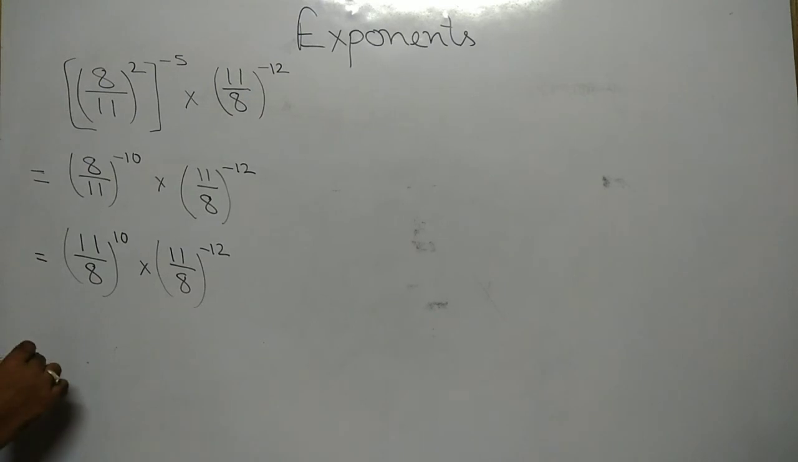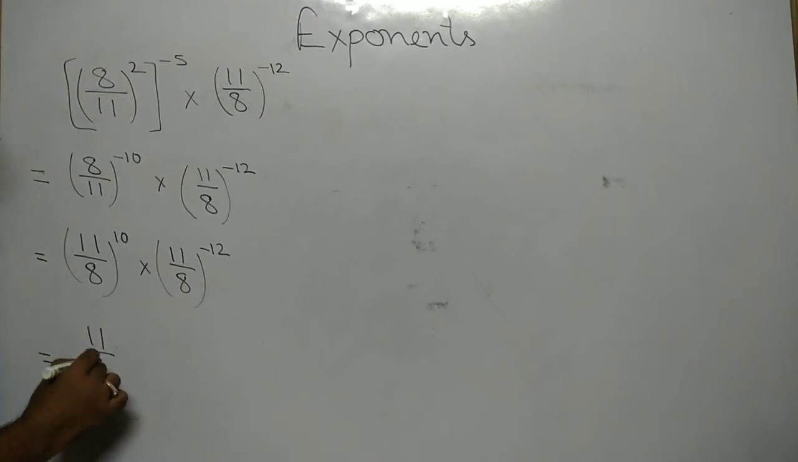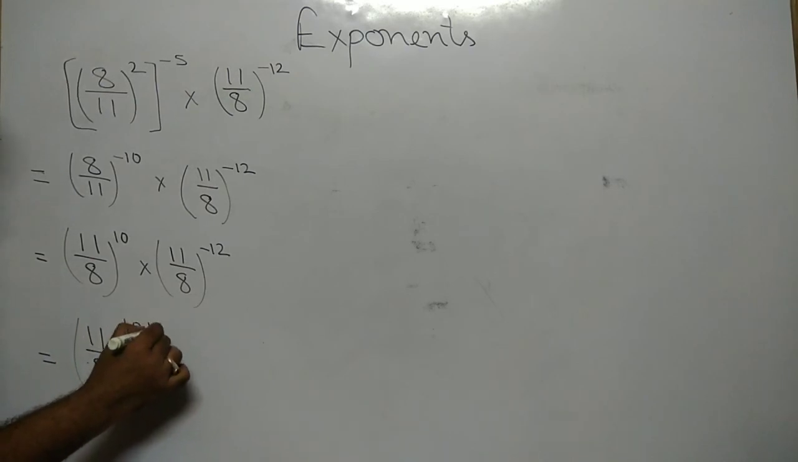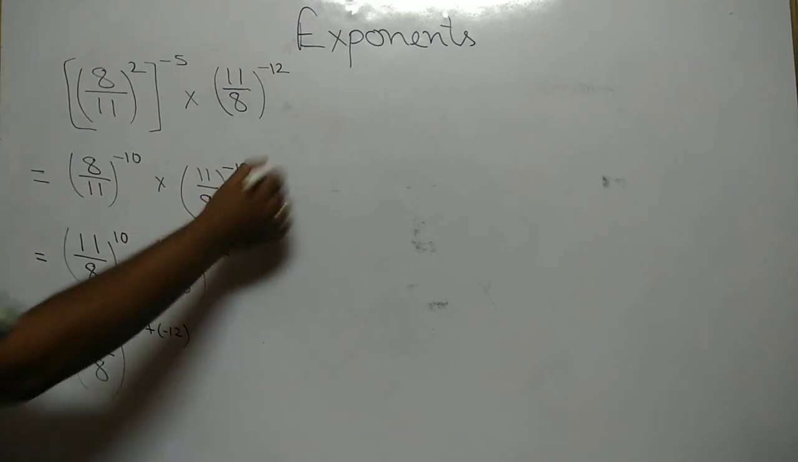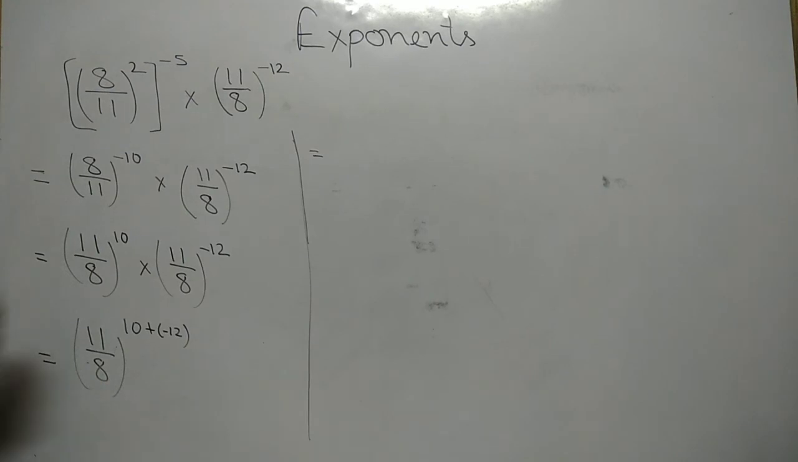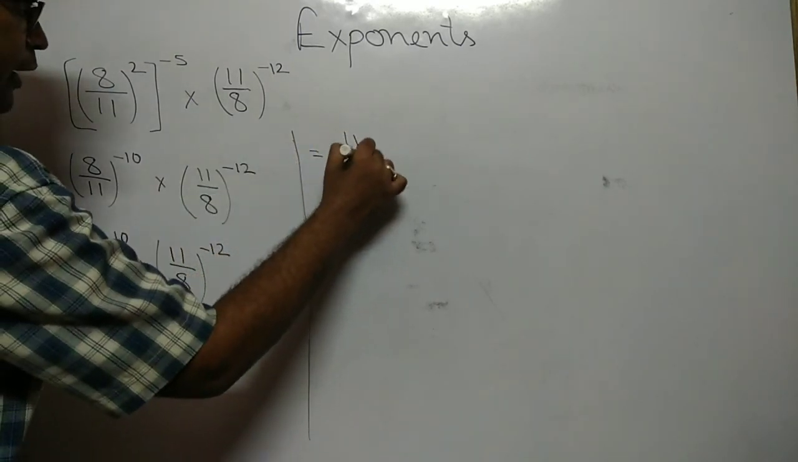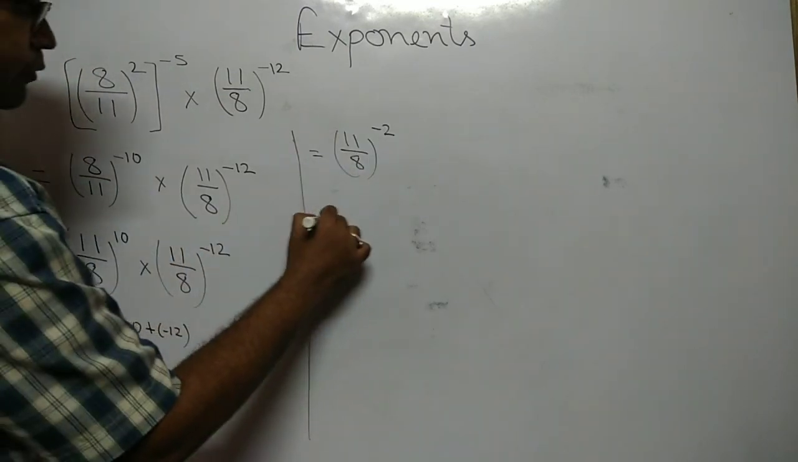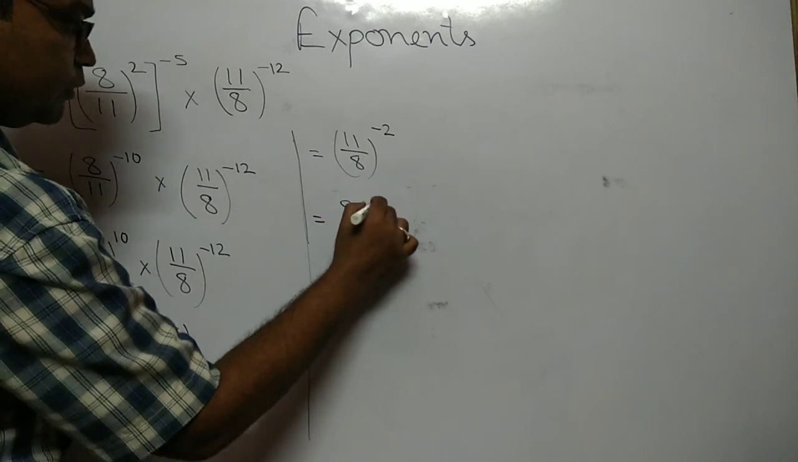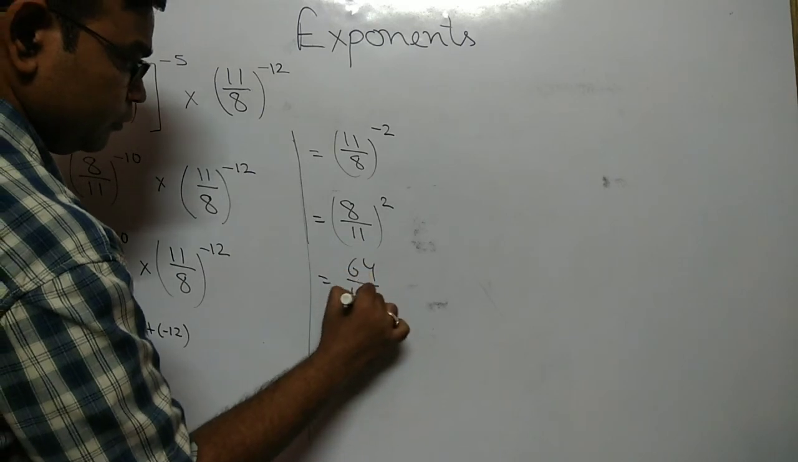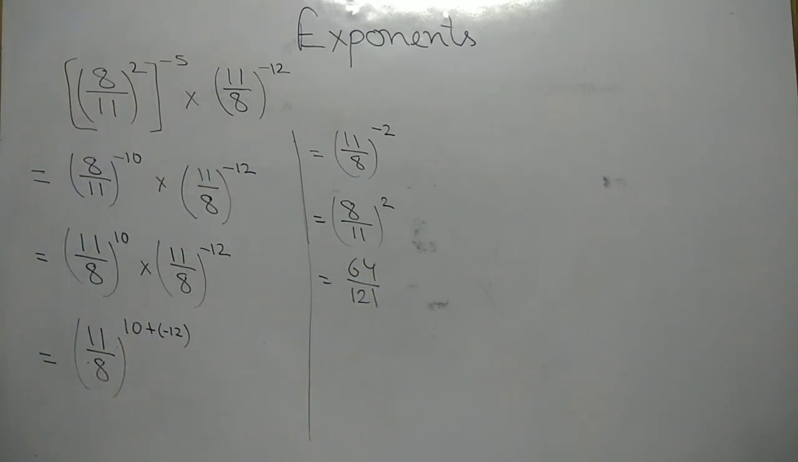So we can say 11 upon 8, the base is the same, so 10 plus, within the bracket, minus 12. So ultimately what we can write here is 11 upon 8 whole to the power minus 2. So we can change this power into plus form, or we can write 64 upon 121. Hope this one is easier for you. Move to the next type of question.